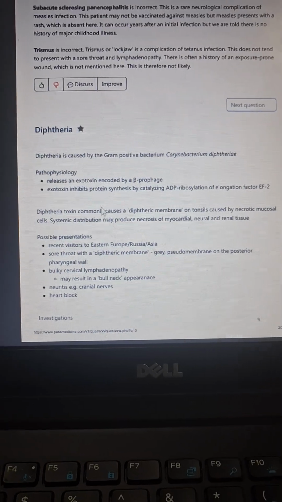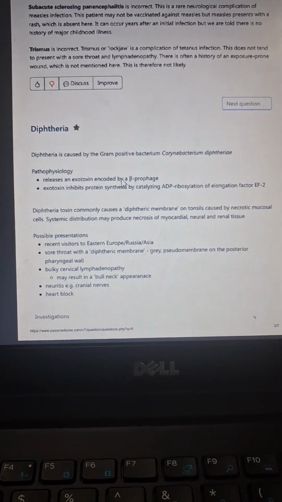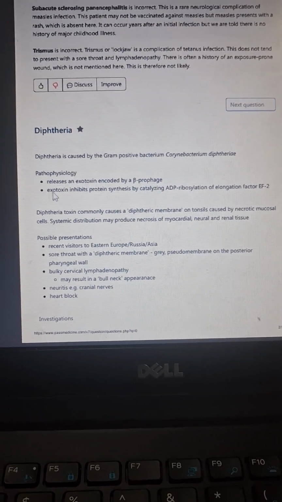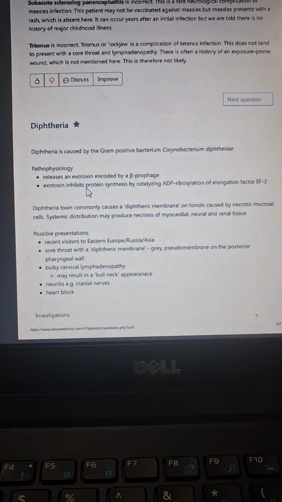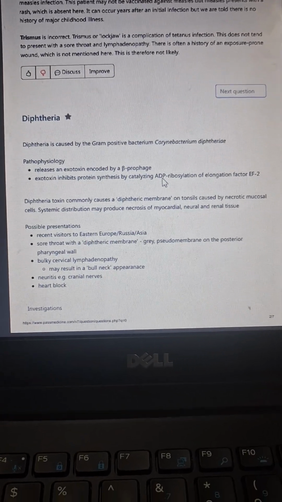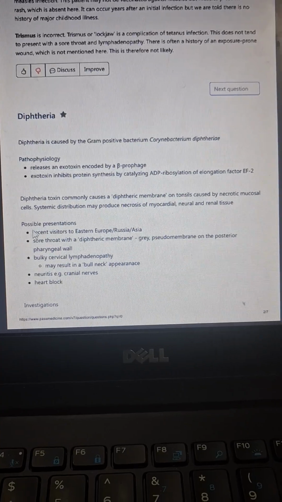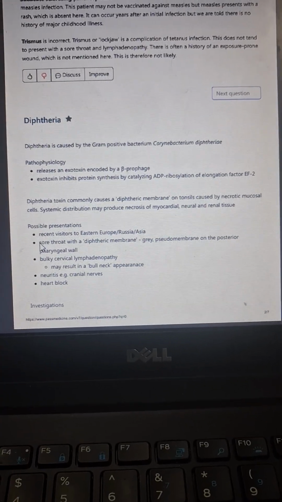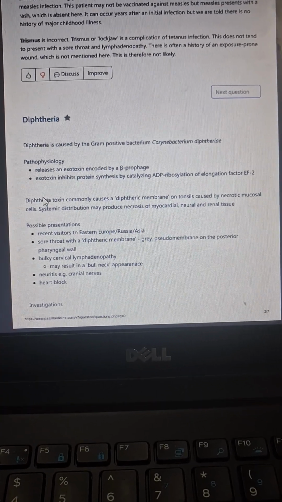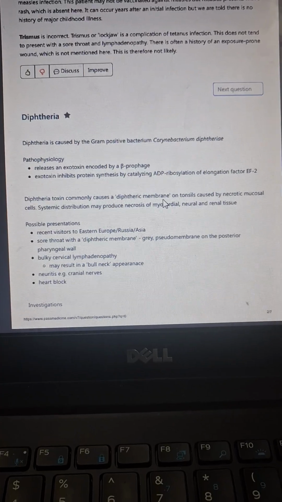Okay, so do you remember it now? It releases an exotoxin encoded by beta prophage, and the exotoxin inhibits protein synthesis by catalyzing ADP ribosylation of elongation factor EF2. Remember EF2. Next, the possible presentation: diphtheria toxin commonly causes a diphtheric membrane.